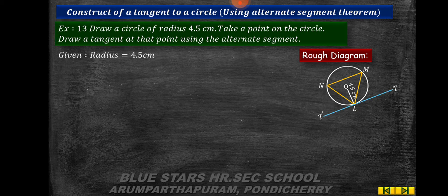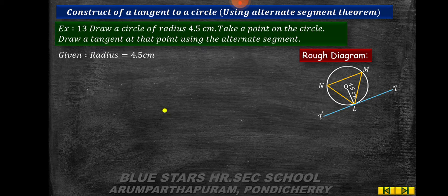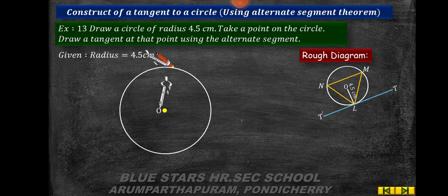Given radius is equal to 4.5 centimeter. Take a ruler and with the help of a compass, measure 4.5 centimeter. With O as center, draw a circle of radius 4.5 centimeter. Then the next step is you have to join OL, that is the radius 4.5 centimeter.